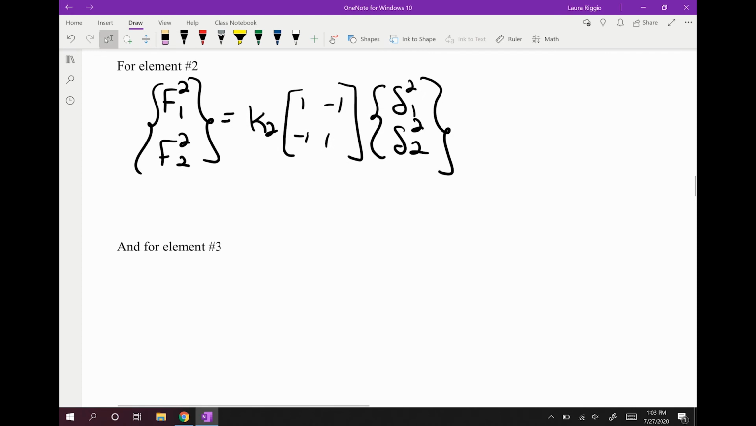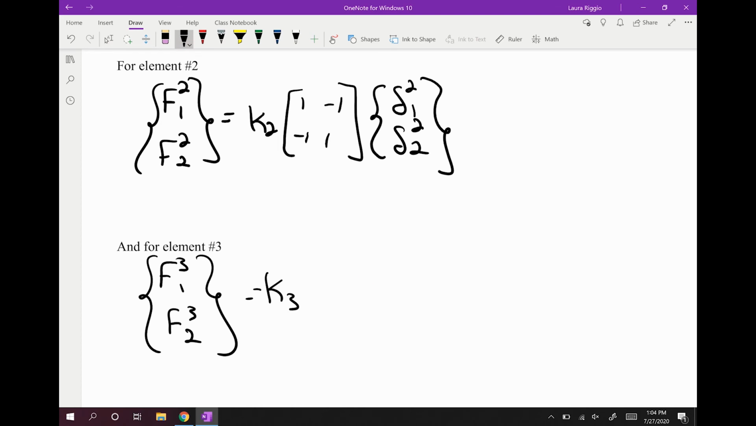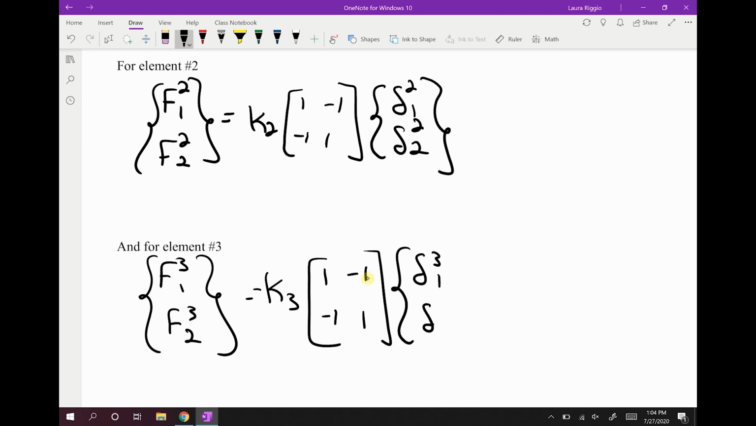The same can be said for spring 3, which is the force of spring 3 at node 1 and the force of spring 3 at node 2 is equal to the spring constant of spring 3 times the matrix [1, -1; -1, 1], times the displacement of spring 3 at node 1 and displacement of spring 3 at node 2.